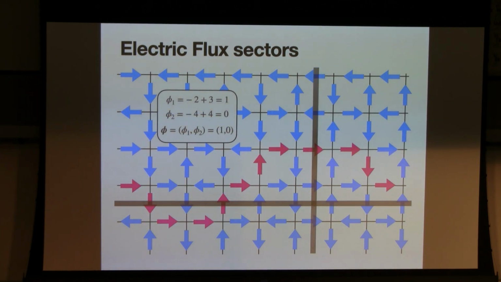So through this vertical one, there are 2 spins pointing to the left and 3 spins pointing to the right. Minus 2 plus 3 is 1. Down here, I have minus 4 plus 4, it's 0. So in this 2D version, I have 2 integer quantum numbers, which are the topological quantum numbers for this electric field configuration. And in a system in which I do not allow charges, there is no local dynamical process that can change these numbers. So that is the sense in which they are topologically conserved.